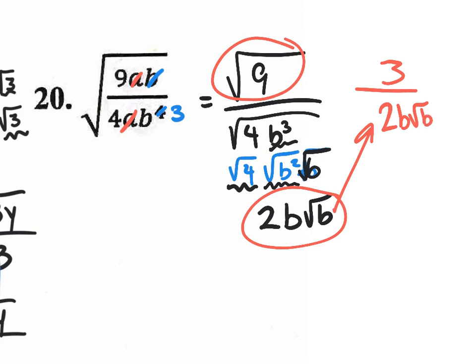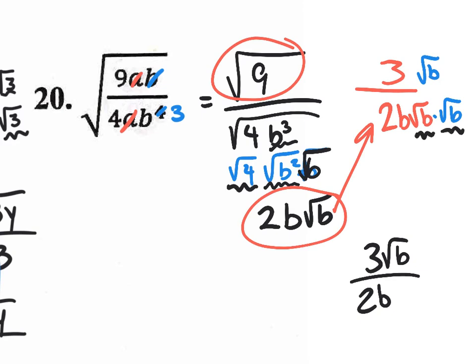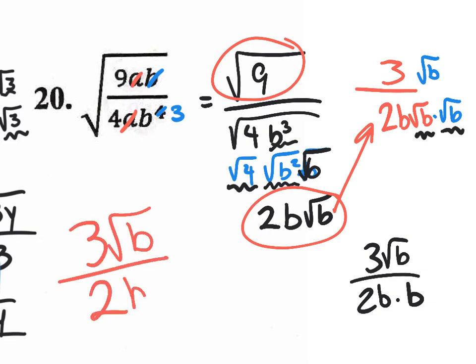Now, of course, you cannot leave a square root in the denominator, so you're going to have to multiply both top and bottom by that square root of b value. So your answer is 3 square root of b over 2b, but then this b and this b becomes a single b. So I guess the final answer will be 3 square root of b over 2b squared.